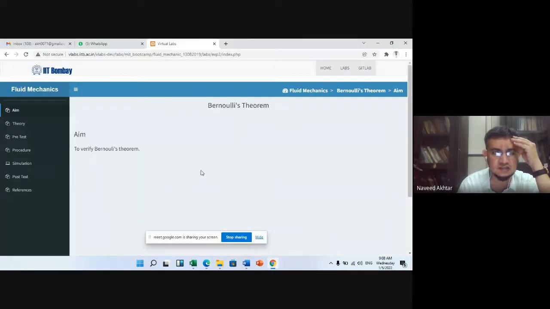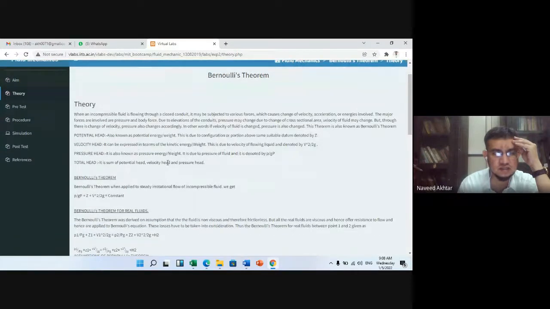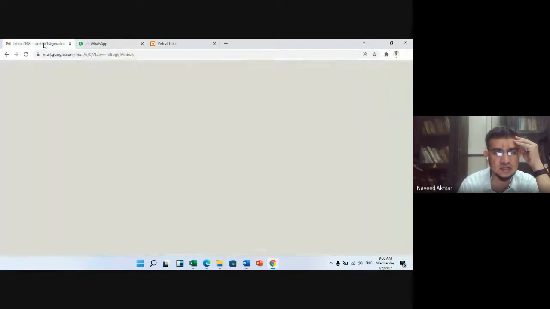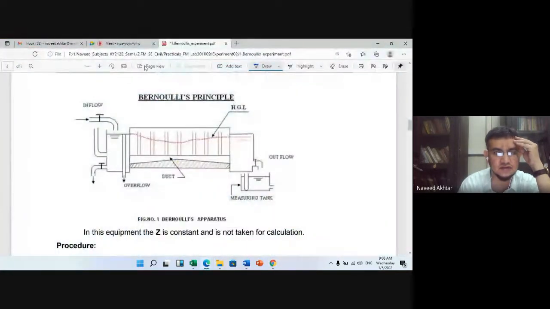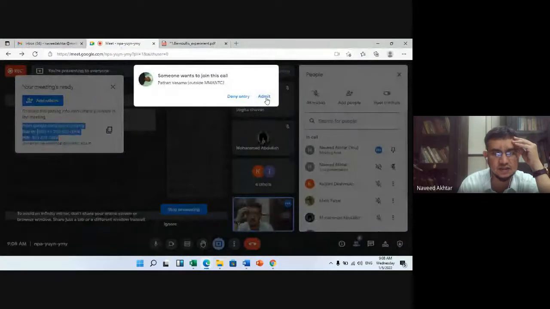IIT Bombay website, fluid mechanics. Here the aim is to verify the Bernoulli's theorem that we have seen. For the theory also we have gone through that p upon rho g plus z plus v square upon 2g is equal to constant. This is the Bernoulli's equation, and we have to verify that.